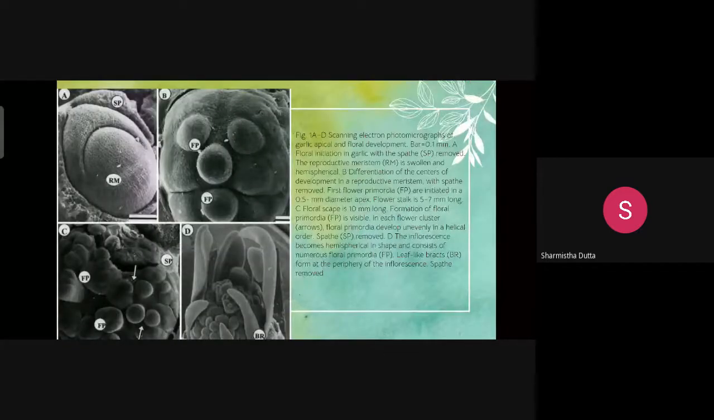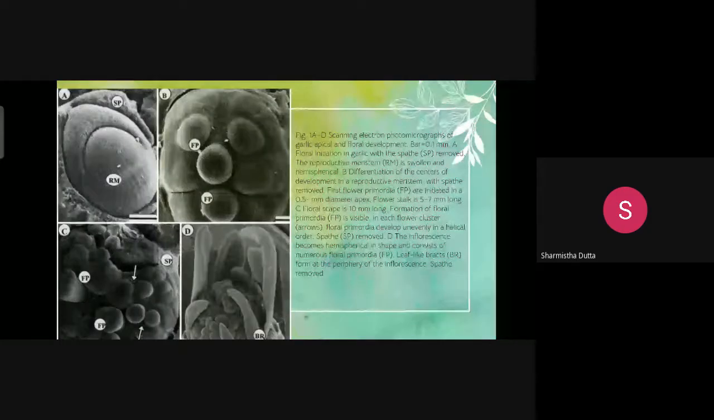So these are the images in which leaf formation is found, and this figure shows the floral initiation in garlic with spathe removed. Image B is the differentiation of the centers of development in a reproductive meristem with spathe removed. C is the floral scape in which 10 mm long leaflets are shown, and D is the inflorescence that becomes hemispherical in shape and consists of numerous floral primordia.